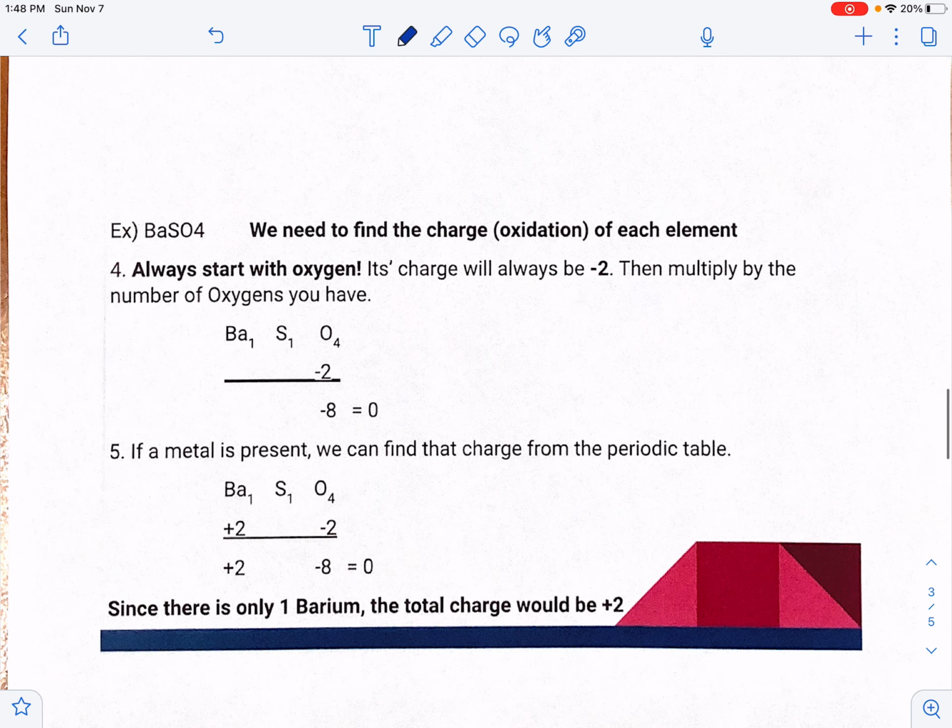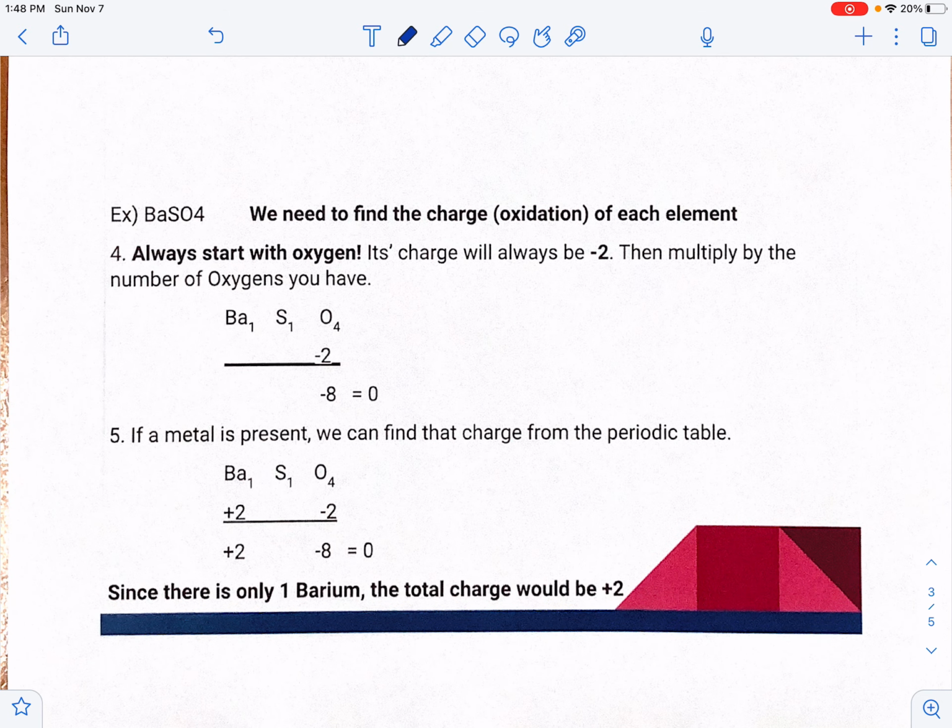Now, step 4 is always start with oxygen. Oxygen will always be -2, so that means you can put -2 right here. Pretend this 8 doesn't exist right now, so I'm just going to cover that up. I know that each oxygen has a charge of -2, and if I have 4 of them, that is why 4 times 2 equals -8. That's how I got that -8 right there.